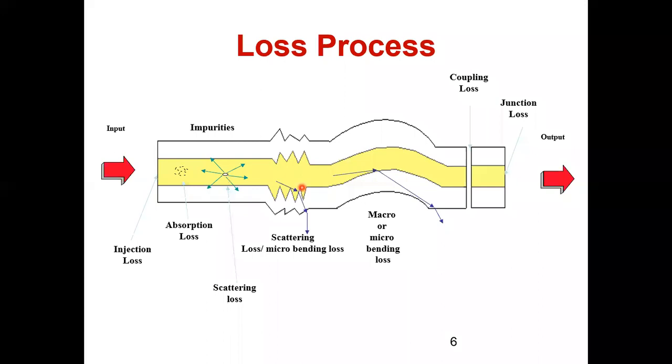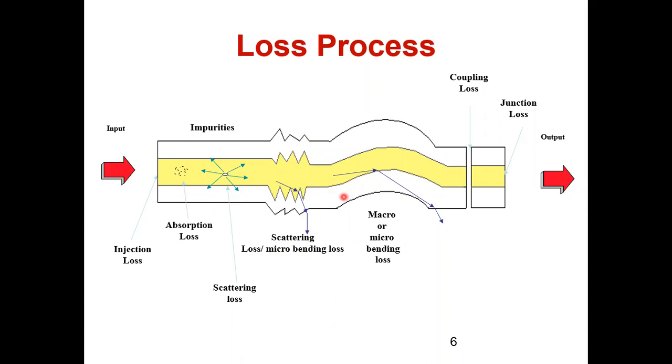Then we have seen tight buffering, if you remember. Suppose there is some discontinuity in this fiber during manufacturing. That is called micro bending loss. There is some discontinuity in the core and cladding, so the light will strike over here and again escape through scattering. So here I have the micro bending loss.